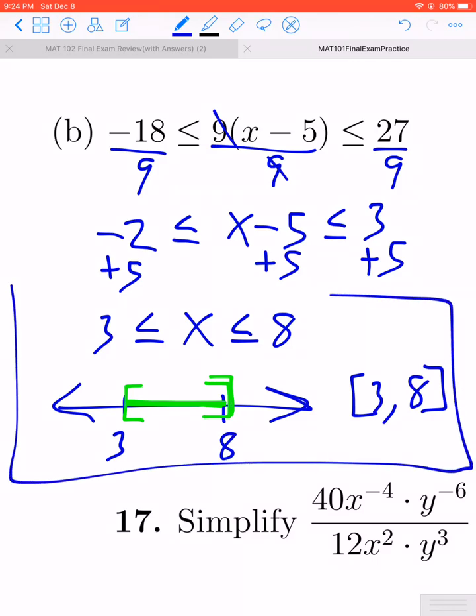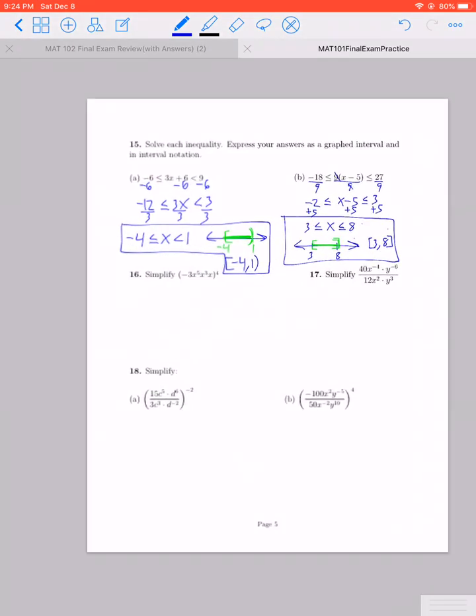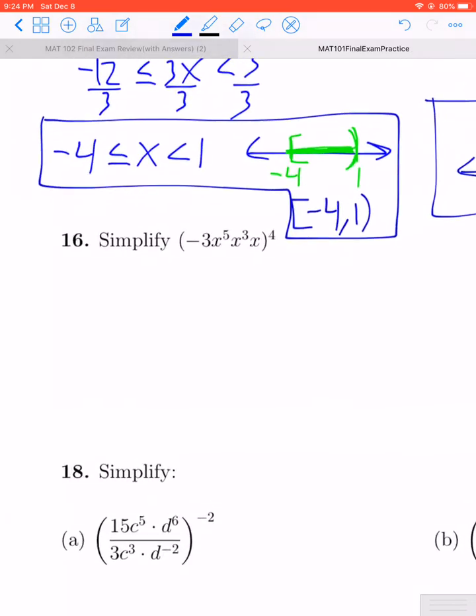And there's your three different methods of solving an inequality. You have the solved inequality, we have the graphed interval, and then we also have the interval notation. Let's go ahead and take a look at number 16.